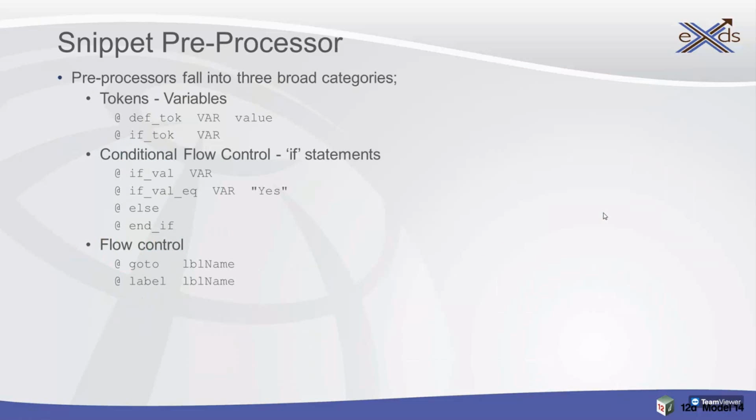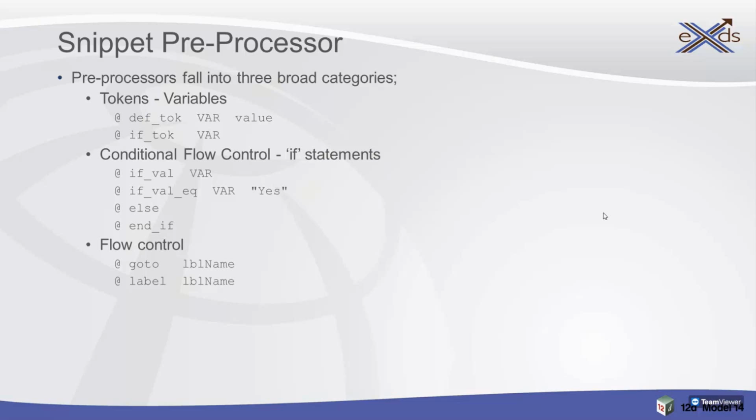The preprocessors are the programmy stuff in snippets. It's all the if statements and defining tokens in the background, building flow control in, so the snippets don't have to be linear. They can actually loop back around on themselves, or jump from one part of the snippet down to the bottom of the snippet. You'll see later we use a lot of this preprocessor stuff for error checking.